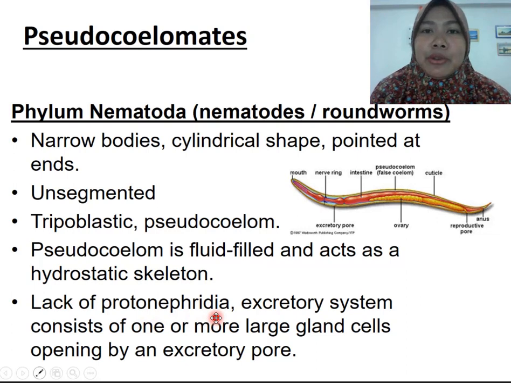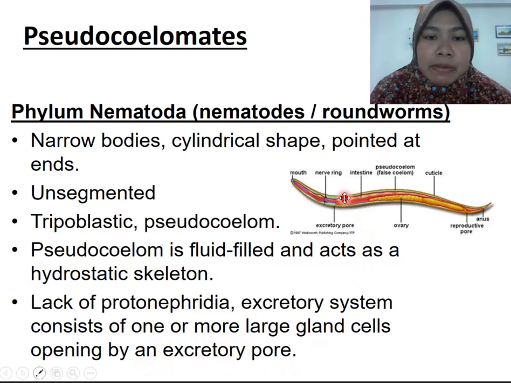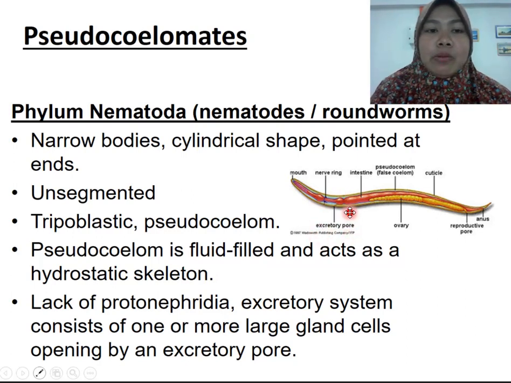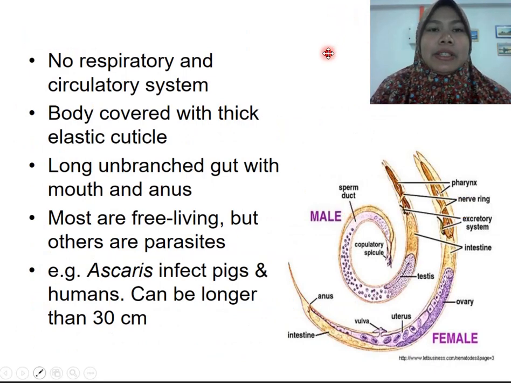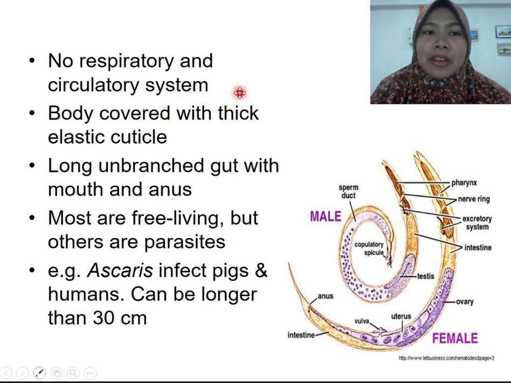So how do they do their excretion? The excretory system consists of one or more large glands opening by an excretory pore. You can see from this picture, there is an excretory pore. This is where the roundworm or the nematodes do their excretion process. Next, nematodes do not have circulatory and respiratory systems, meaning that they do not have definite or specific respiratory and circulatory systems.